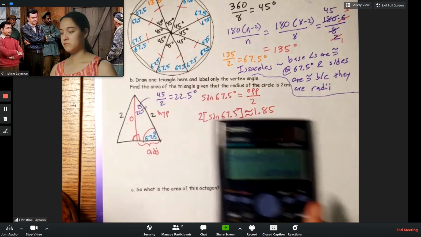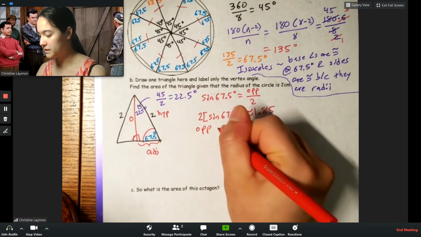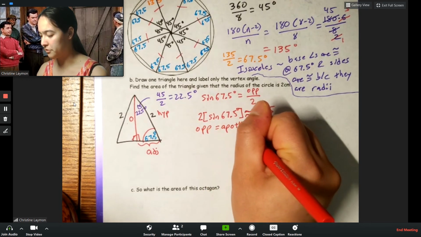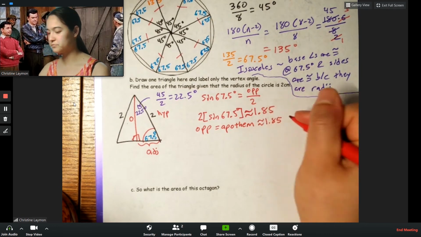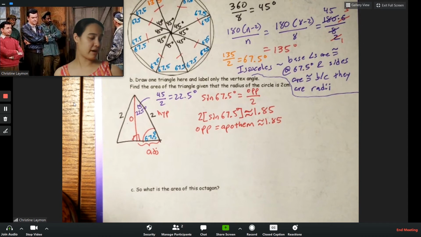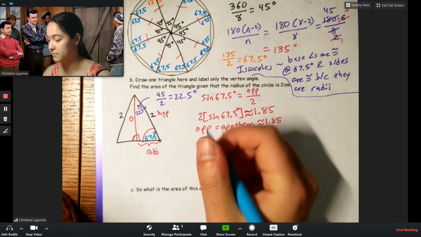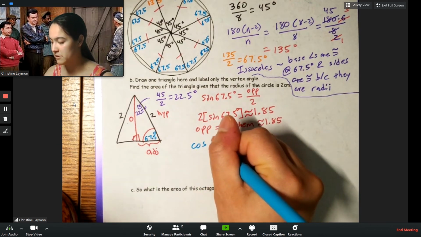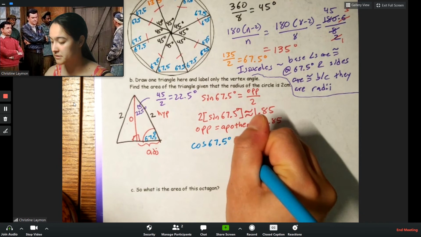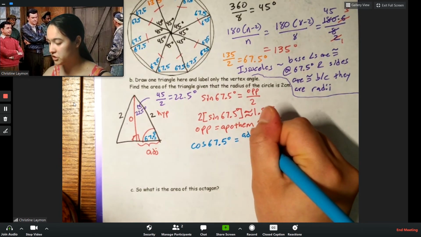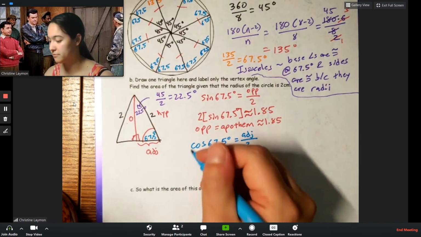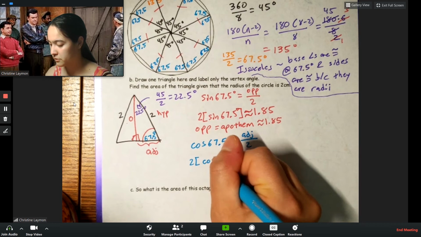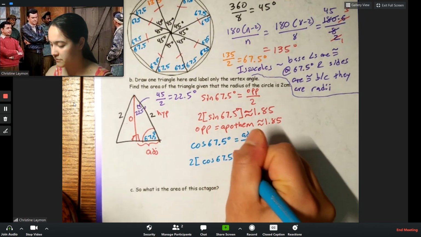You can note down below here. So opposite, that's the same thing as apothem. And it was roughly 1.85. Okay, now we need to find the adjacent. Well, adjacent over hypotenuse, that's cosine. So cosine of 67.5 degrees equals adjacent over 2, multiply 2 to the other side. So 2 times cosine of 67.5 degrees.